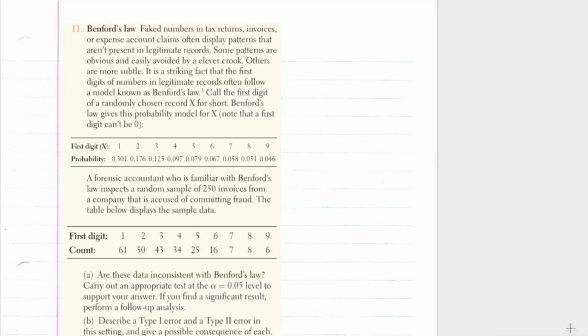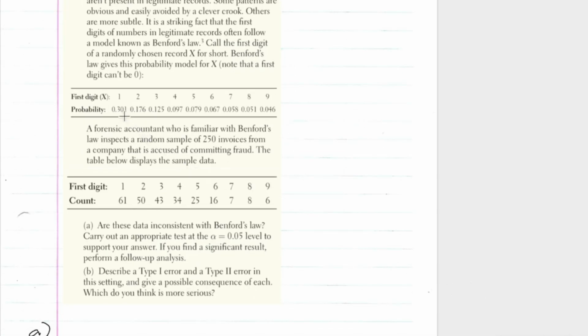Call the first digit of a randomly chosen record X for short. Benford's law gives this probability model for X. Note that a first digit can't be 0. So here, the probability of the first digit being 1 is about 30%. The probability of the first digit being 2 is about 17%, and so on. So this is Benford's law. It should follow something like this.